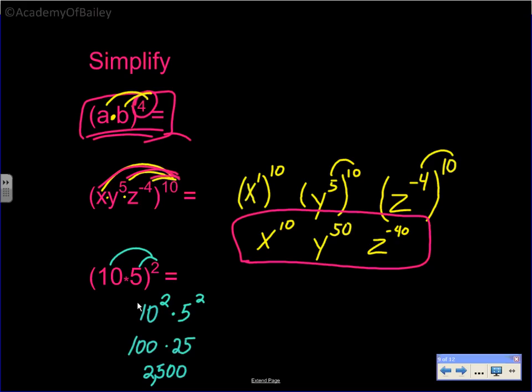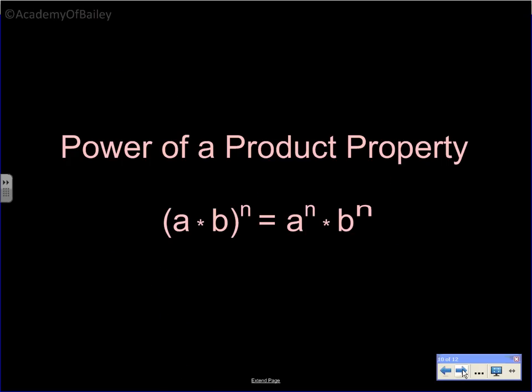So those are 3 examples on how to simplify when you have the power outside of the product of numerous numbers. When you're multiplying numerous numbers in parentheses, then you have a power outside of that parentheses. That property is actually called the power of a product property. And you can see if you have a times b raised to the n power, the power of n goes with a and the power of n goes with b, and you still multiply.